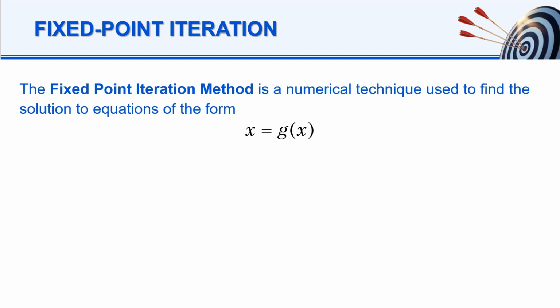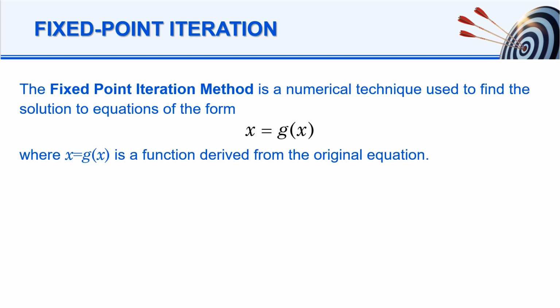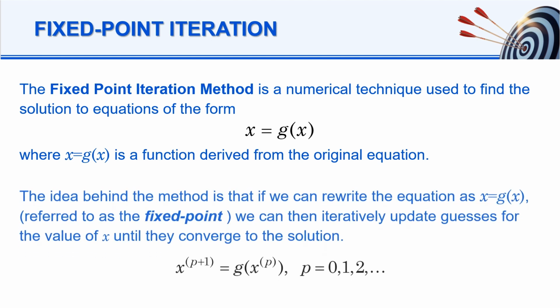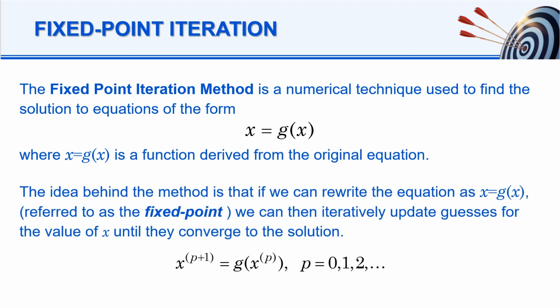The fixed point iteration method is a numerical technique used to find the solution to equations of the x equals g(x) form, where x equals g(x) is a function derived from the original equation. This is often the most difficult part of the process and requires a function g(x) that leads to convergence. The idea behind the method is that if we can rewrite the equation as x equals g(x), referred to as the fixed point, we can then iteratively update guesses for the value of x until they converge to the solution.